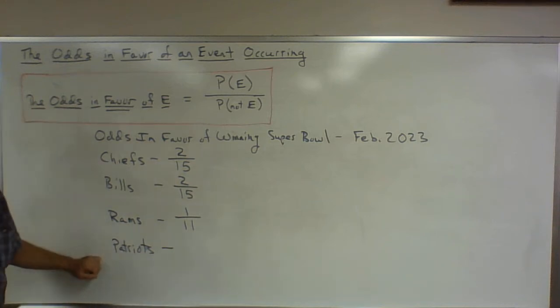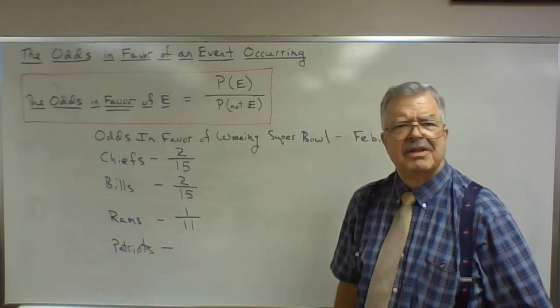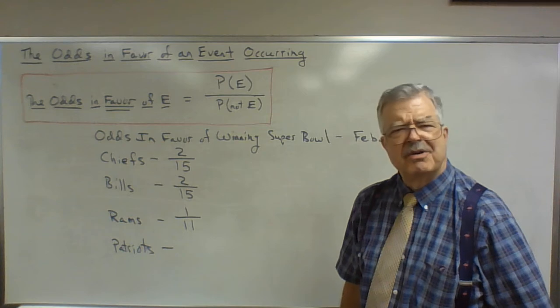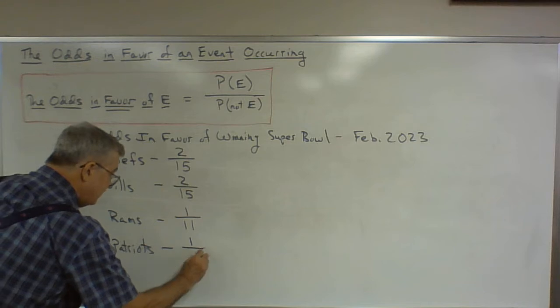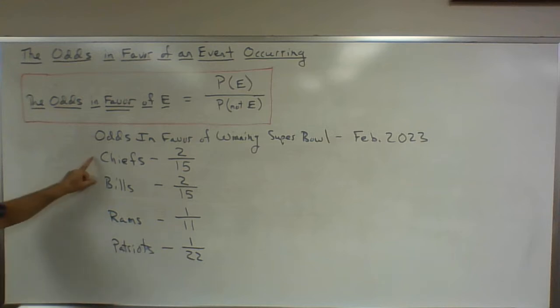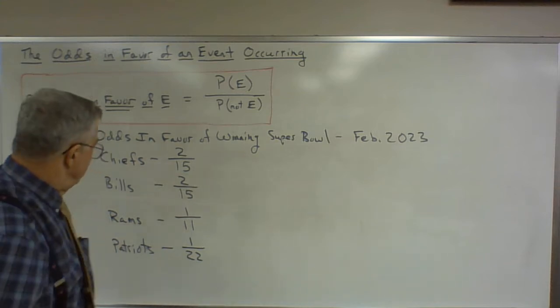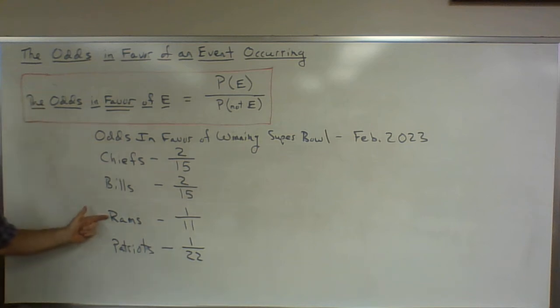What about the Patriots? Come on, Patriots. Oops. The forecasters don't think too much of the Patriots winning. The odds in favor of the Patriots winning, 1 out of 22. Oops. These are the two front runners right here. Not bad. And the Rams won last year. The odds in favor of them repeating, 1 in 11.